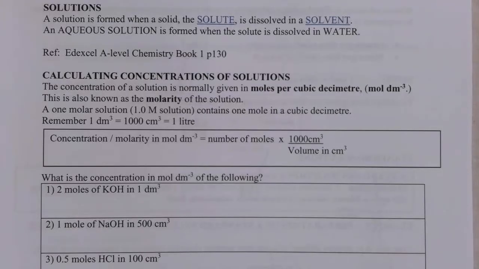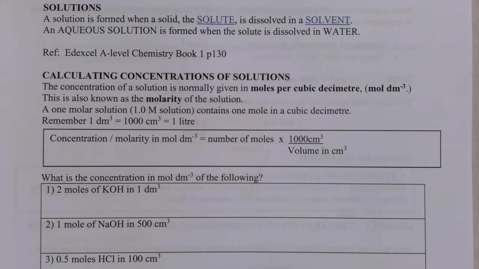So we're on page 2 of your notes, and you're also going to need a calculator. Now, a solution is formed when we dissolve a solute, that's the solid, in a solvent. In aqueous solutions, the solvent is always water, but there are other solutions you'll come across where we've dissolved things in organic solvents. But in this we're going to focus just on aqueous solutions. The first thing we need to be able to calculate is the concentration of a solution.